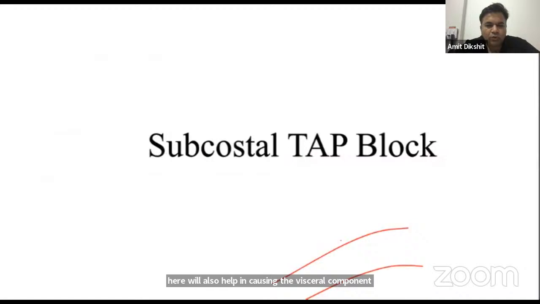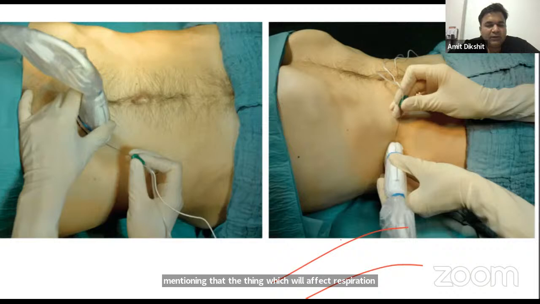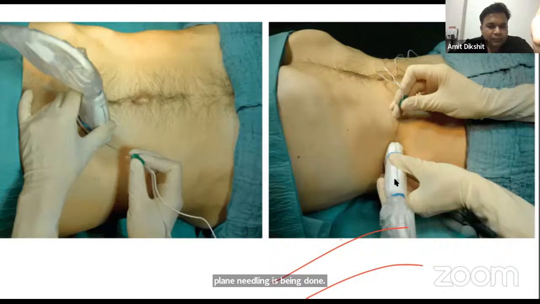Now, what is the role of the subcostal TAP block? As I was mentioning, the thing which will affect respiration is more important. So my priority is that the T6 to T8 area needs to be addressed upfront. For that, we have this option called the subcostal TAP block. Here you are able to see on the left side, just in the subcostal area, the probe is placed and in-plane needling is being done. Whereas in lateral TAP, you can see the probe is between the iliac crest and the rib cage.